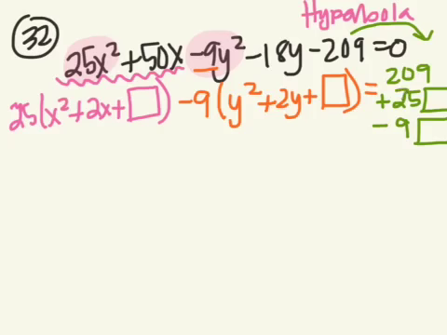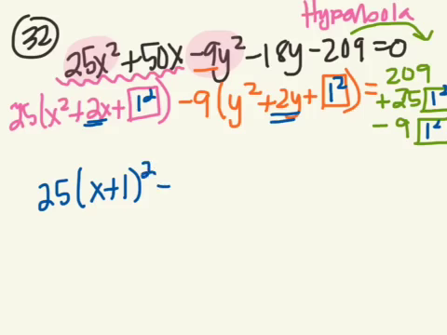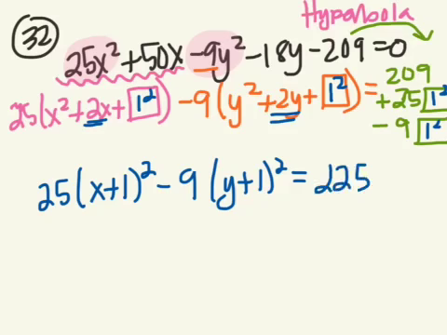Okay, and from here you guys are pretty good at filling in the rest of the stuff. You know that when you complete the square you take half of that middle term. So this would be a 1 squared. Gotta do the same thing on the other side. And this ends up being a 2 as well, so half of that is 1 squared over here. So what you have is 25 times x plus 1 squared minus 9 times y plus 1 squared is equal to, and then if you do 209 plus 25 times 1 squared minus 9 times 1 squared, you get 225.